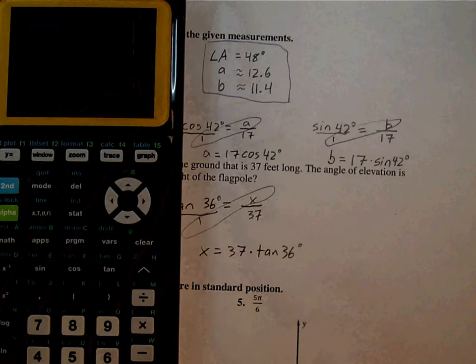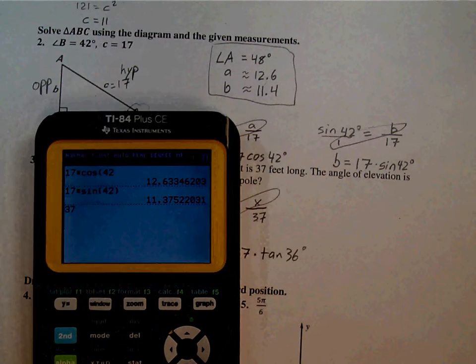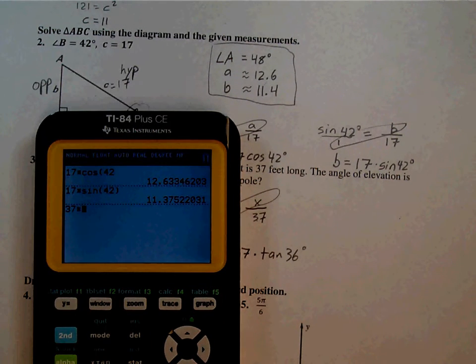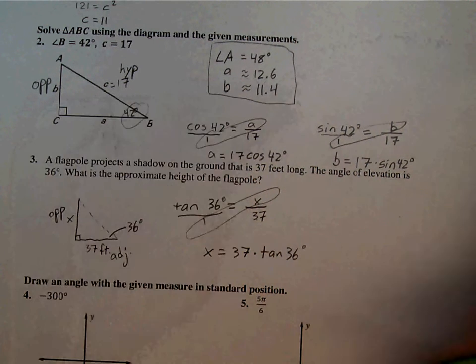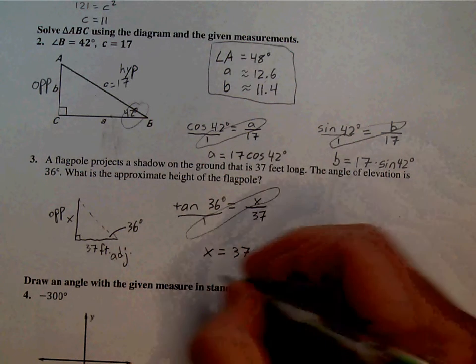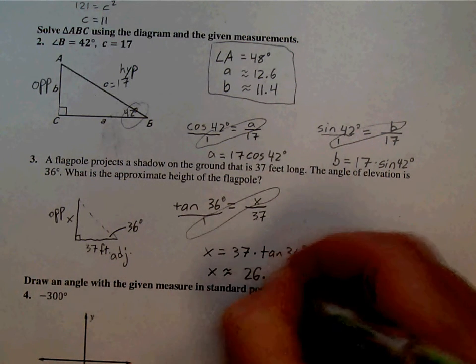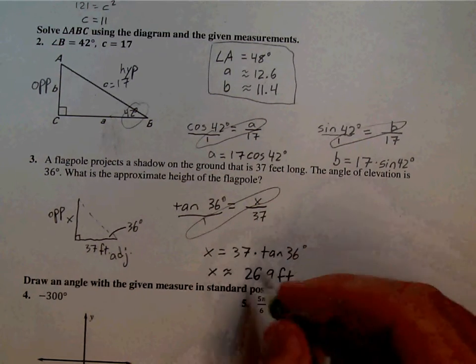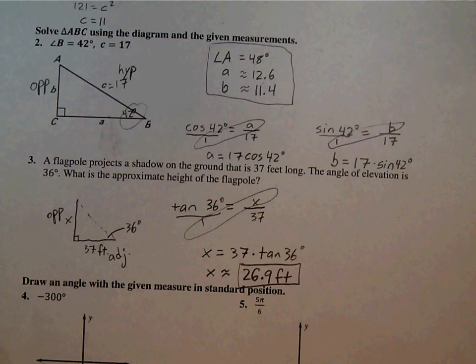We'll plug that in the calculator. 37 times tangent of 36. 26.9 feet. That's about how tall it is. So about 26.9 feet is our answer.